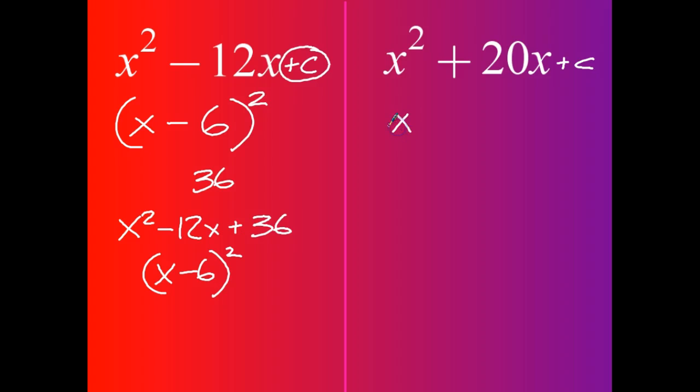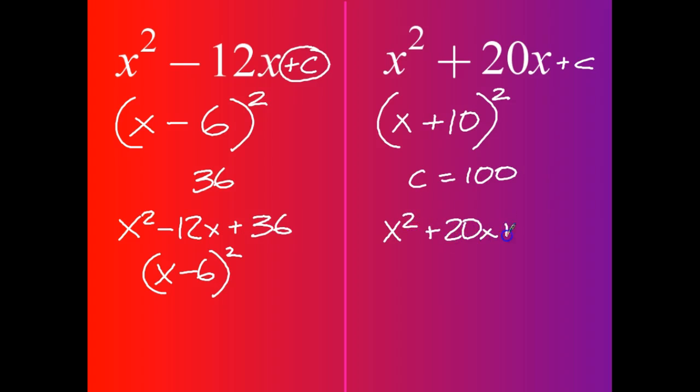I look at this and say the square root of x squared is x, and then I look to see how to make this a perfect square. Well, what's half of positive 20? That's positive 10. Then I look at 10 and say what's 10 squared? That's 100. So C must be equal to 100. So x squared plus 20x plus 100 makes this a perfect square.